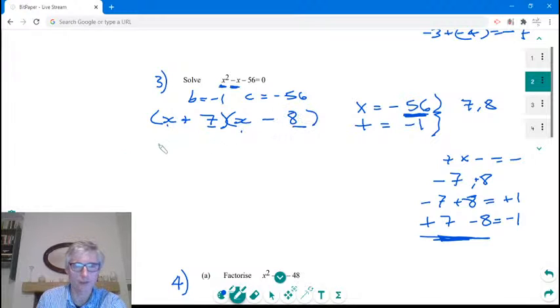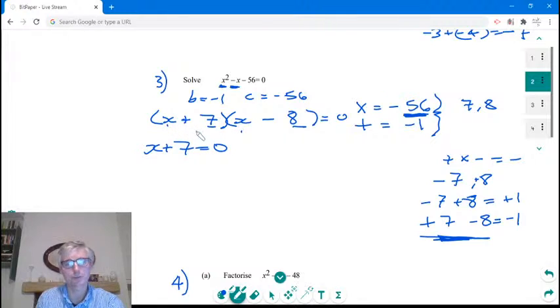So if we consider that those are now equal to 0, then what we're going to get is x + 7 is one way that we could have a solution to this, because either the first bracket is 0 or the second bracket is 0. So if x + 7 equals 0, then that gives us a solution, which is that x is equal to -7.